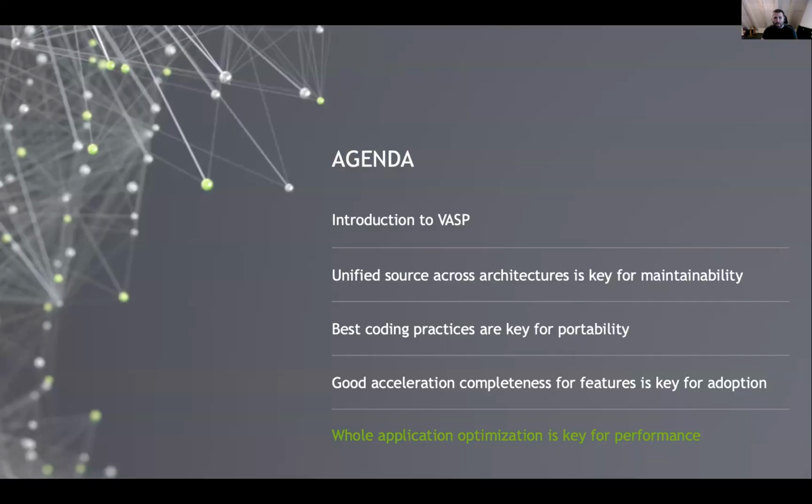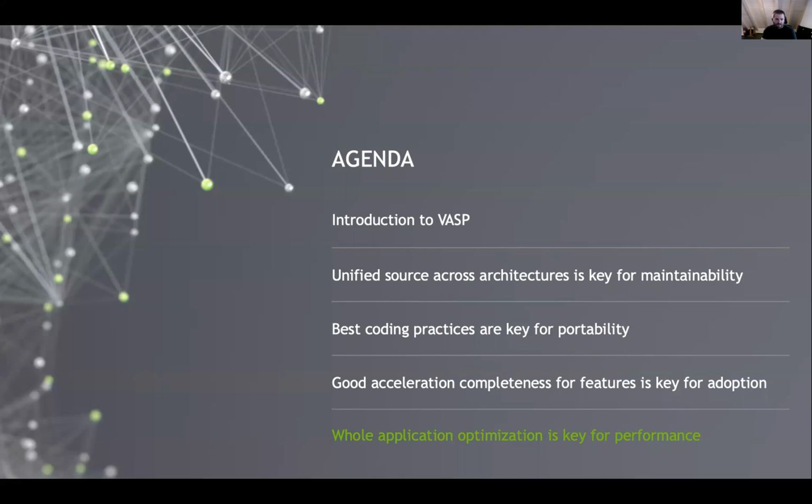But basically, if you want the customers of your application to really go for GPU acceleration, then you have to offer them a good enough set of features that are accelerated. And then my final point is that you really need to think about whole application optimization, because as I said before, if you have that 80% kernel, you think you could get away with optimizing just this, which might be true.